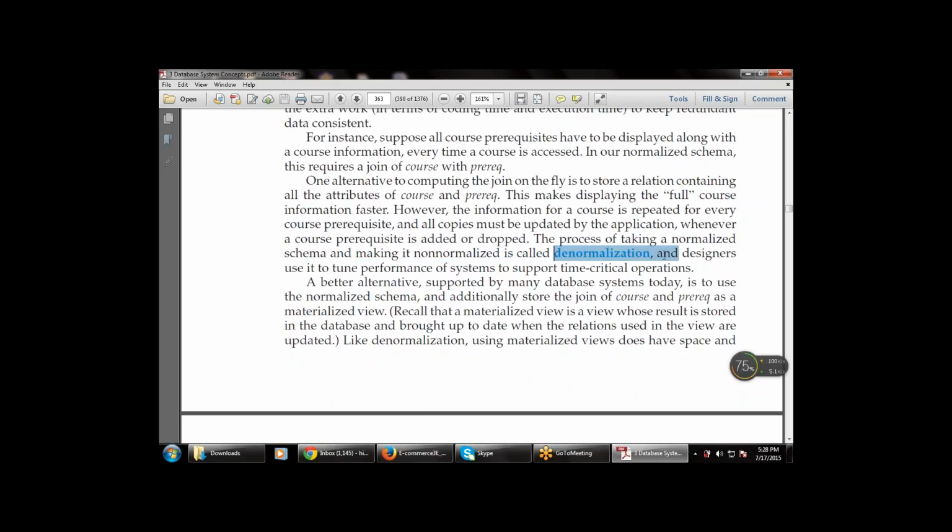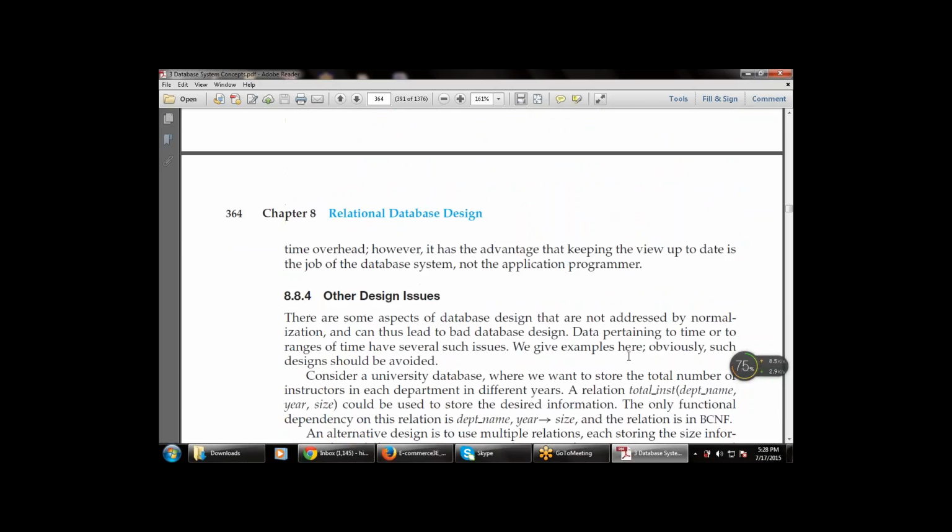The process of taking a normalized form and making it non-normalized is known as denormalization. Designers use it to tune the performance of systems to support time-critical operations. A better alternative, used by many database systems, is to use the normalized schema and use the join of course and prerequisite as a materialized view.